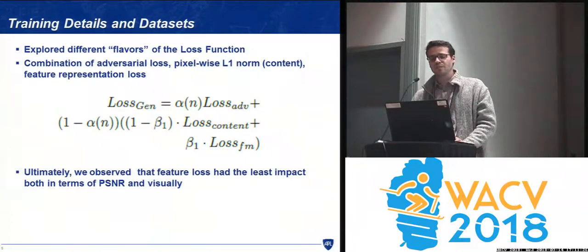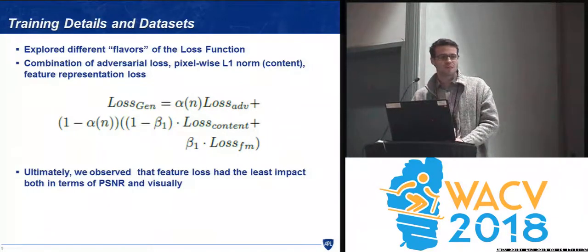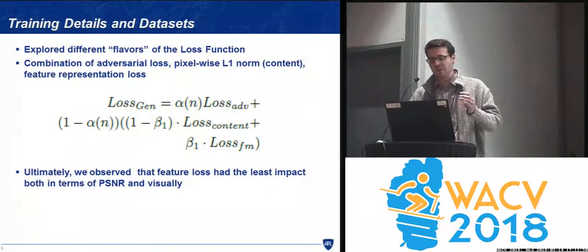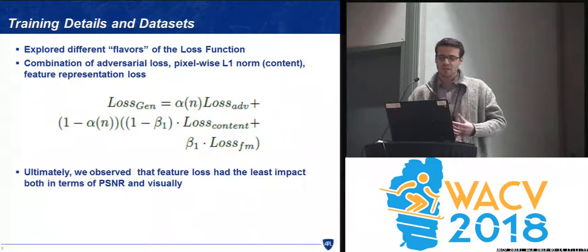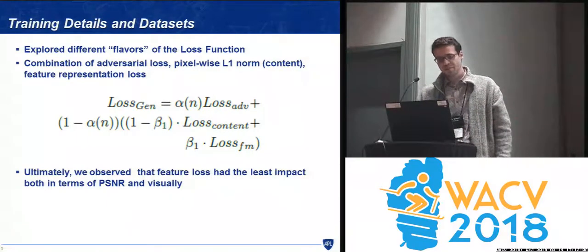Also, besides exploring different types of architectures, we've also experimented with the loss type. We have a combination of different losses: the adversarial loss, and the content loss, which tries to encourage the output pixels of the generated image to match the target image. We've also experimented with a feature loss, which tries to determine how similar the feature representations of the output of the super res network and the actual target look. Ultimately, we saw that the feature loss had the least impact. We believe that it's because the pre-trained model that we used was trained on data that looks very different from the actual overhead data in terms of scale, viewpoint, and geometry.